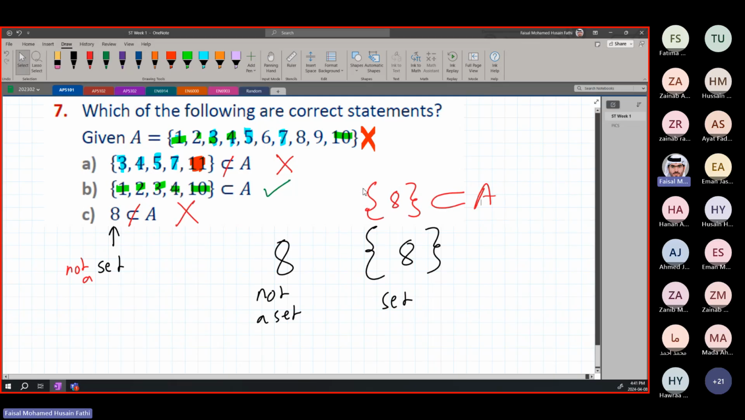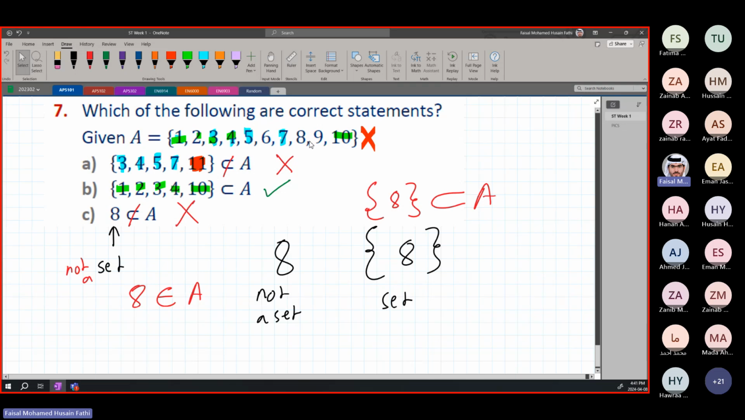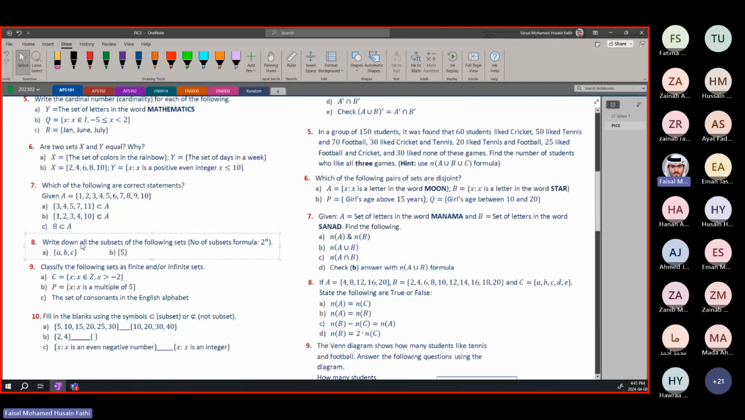Because this way we are defining 8 as a set. So remember, 8 is an element of A. All right? 8 is an element of A. It is not a subset of A. 8 itself is just an element. It's a number. It's a part of it. But it is not a subset. Subset is only for sets. Okay? Now, let's continue. Question 8.